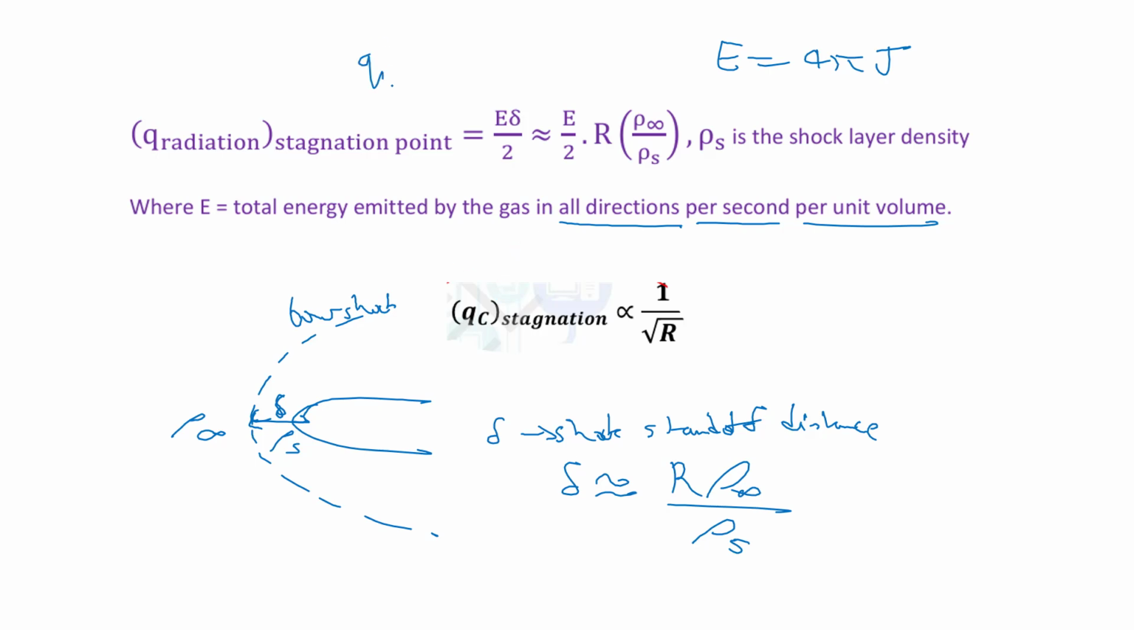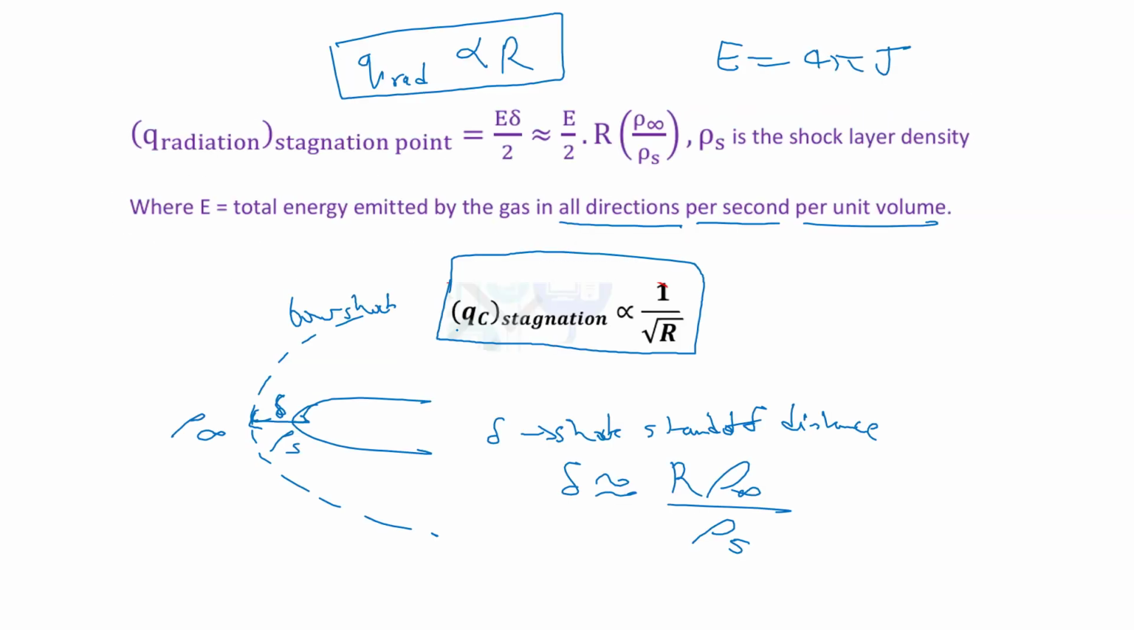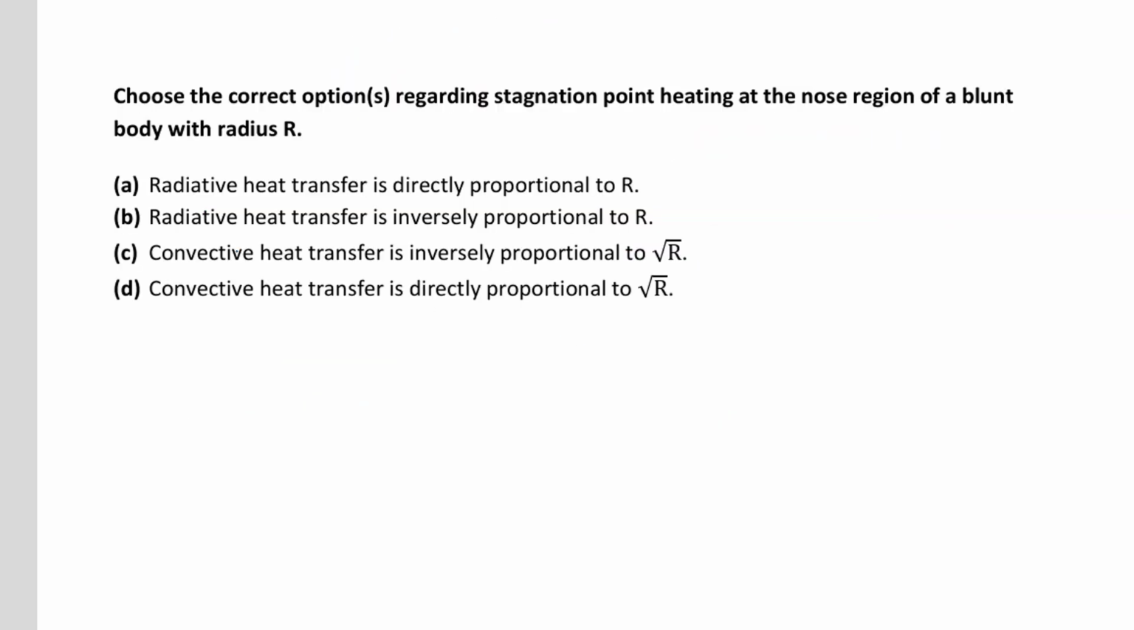So from here we can see Q radiation is directly proportional to R, and similarly Q convection at the stagnation point is inversely proportional to under root R. So the correct option will be radiative heat transfer is directly proportional to R and convective heat transfer is inversely proportional to under root R. So option A and C are the correct options.